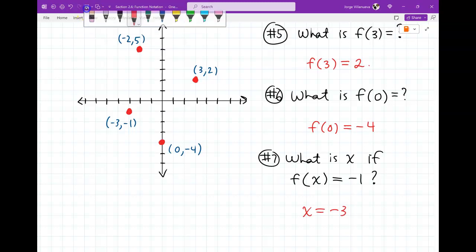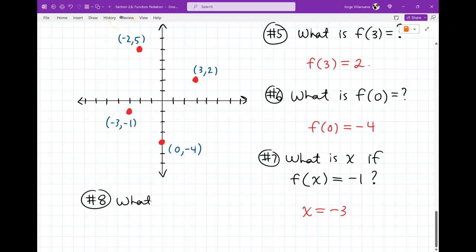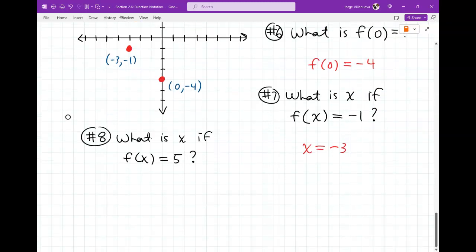And I'm going to put number 8 right here to the side. I know it's going to look a little weird, but that way I don't have to scroll out of the way. What is x if f of x equals 5? X is what? Negative 2. Yeah, it's negative 2. And that's it. Negative 2.